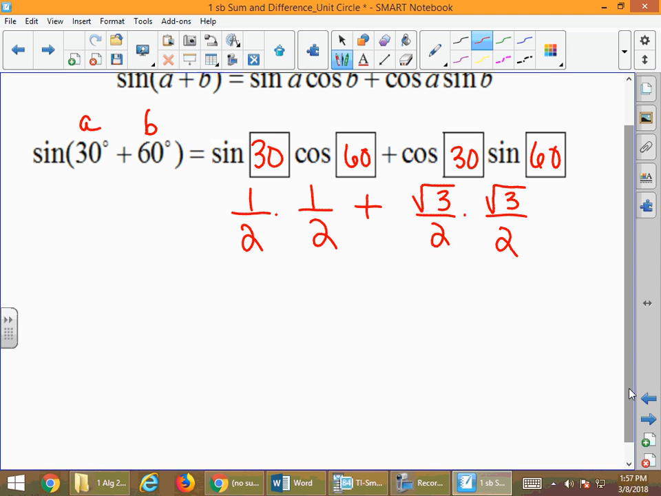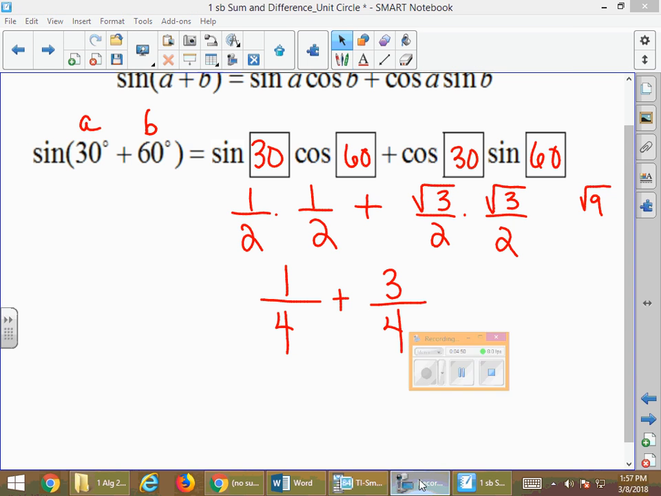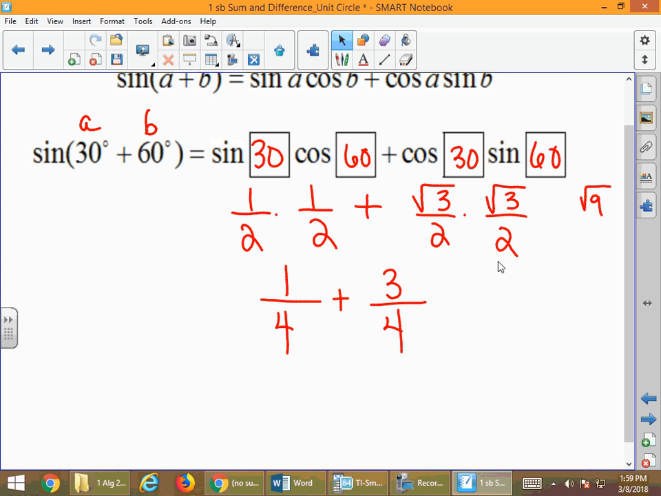1/2 times 1/2: 1 times 1 is 1, and 2 times 2 is 4. Over here, square root of 3 times square root of 3 is square root of 9, and what does the square root of 9 equal? It equals 3. 2 times 2 is 4. Once again, we know that sine of 90 equals 1. 1/4 plus 3/4 is 4/4, which is 1. And we already know sine of 90 is 1. That's how the sum identity works.